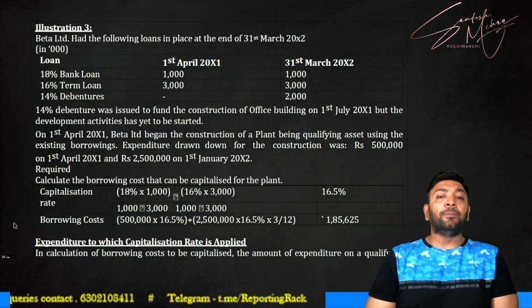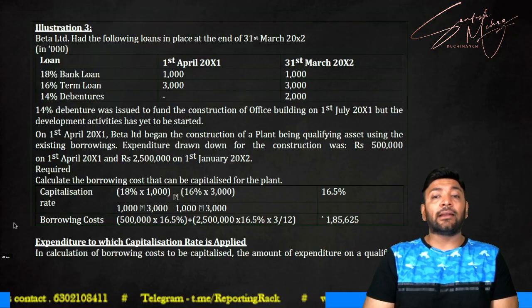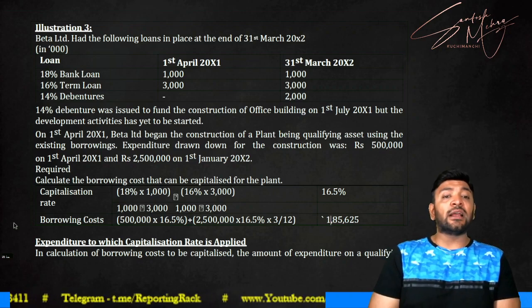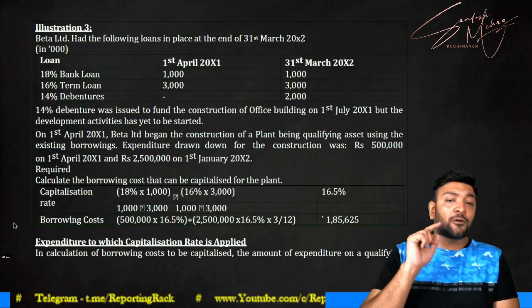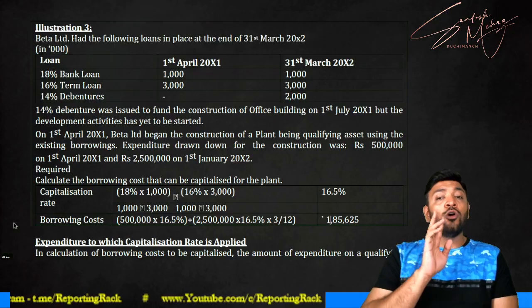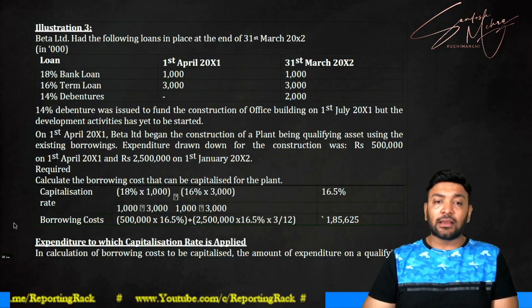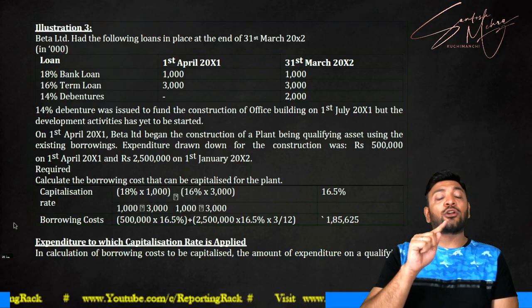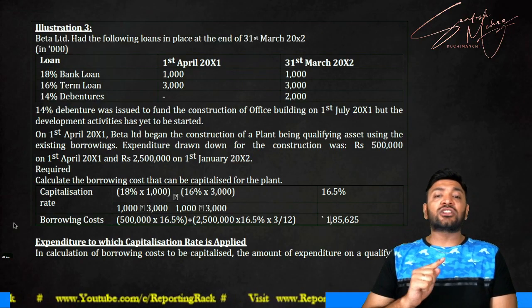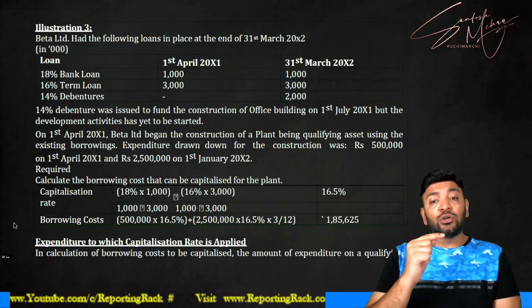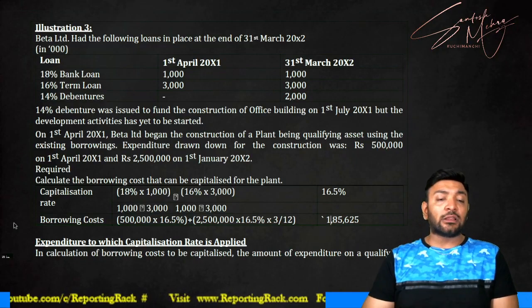On 1st April, Beta began the construction of a plant, being a qualified asset using the existing borrowing. Guys, they are using existing borrowing. That means these borrowings were not specifically taken for the construction of plant. Therefore, I will classify this bank loan and term loan both as general borrowings. Yes, if it was a specific borrowing, he would have clearly given that this bank loan or term loan was only for the construction of plant. But here, these loans were already existing and he has utilized them for the construction of plant. Therefore, they are general borrowings.